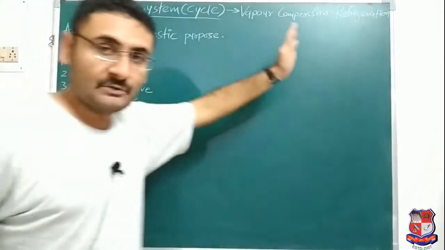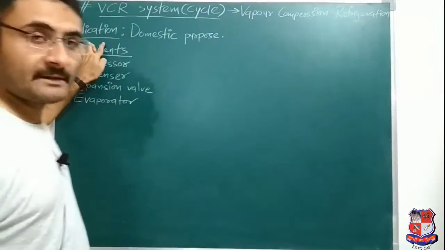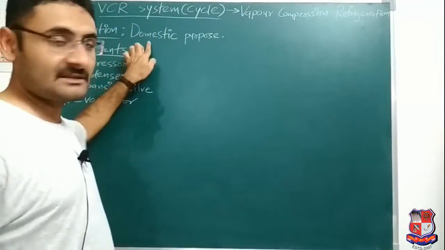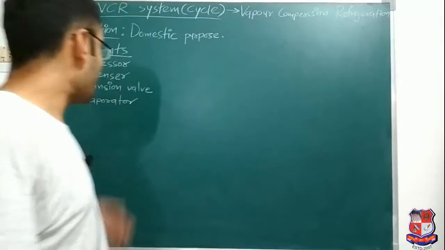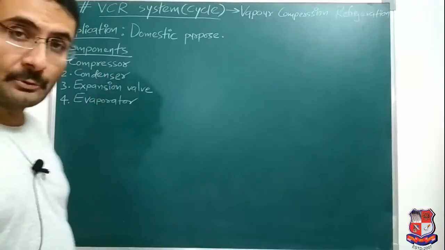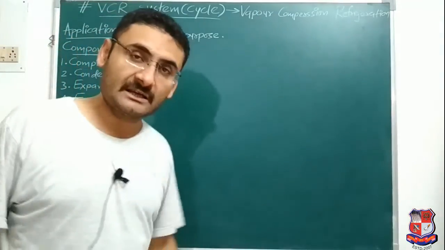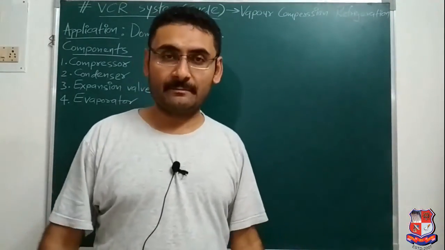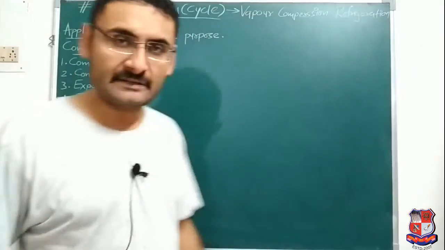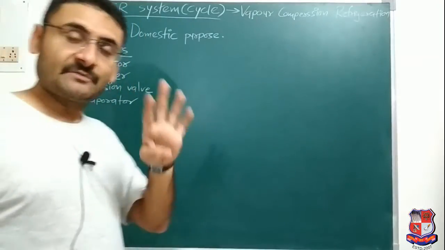How will you start this topic in your examination? First of all, you will write down the full form. Then you will go for the application where it is used, obviously for domestic purposes like freeze and ACs. Then after that you will describe its components. But first of all, let me clear one thing. VCR system is used for what purpose? It is used to maintain the low temperature by rejecting the heat. That's it. Now it has basic 4 components.